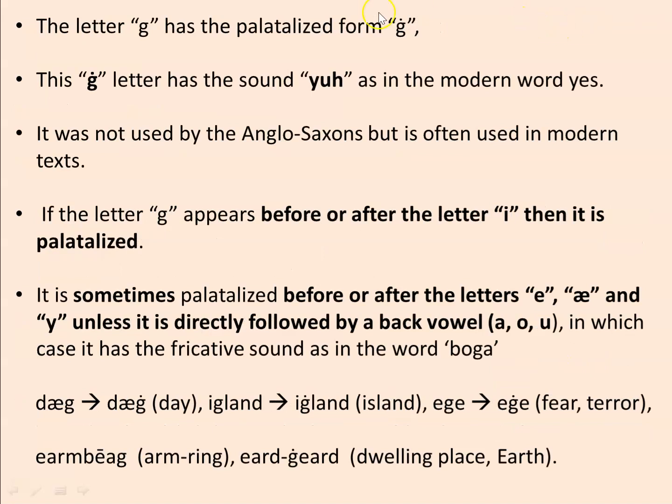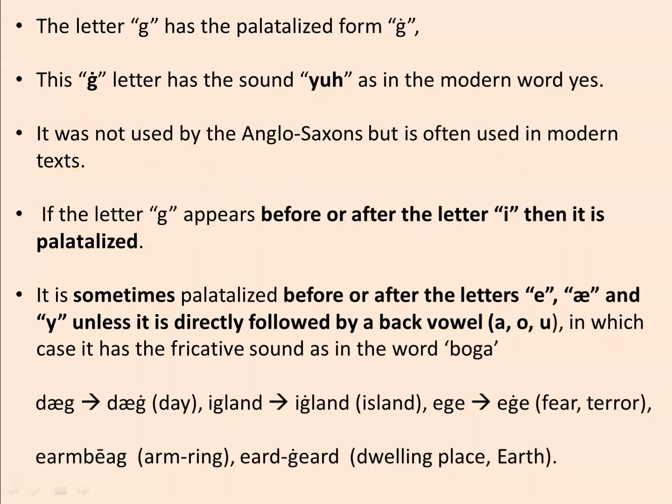Next bit. The letter G has a palatalized form, G with a dot above it, and G with a dot above it is pronounced y, as opposed to the two other alternatives, which are a fricative sound, ch, and the other one is a g sound. Now the y sound is as in the modern word yes. Again, not used by the Anglo-Saxons, but this G dot is often used in modern text.